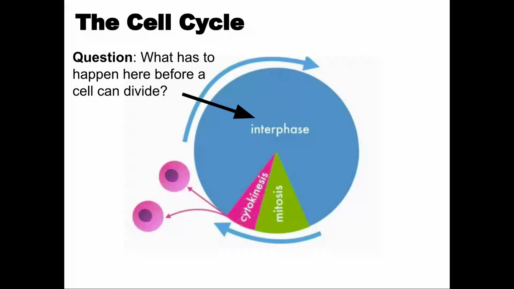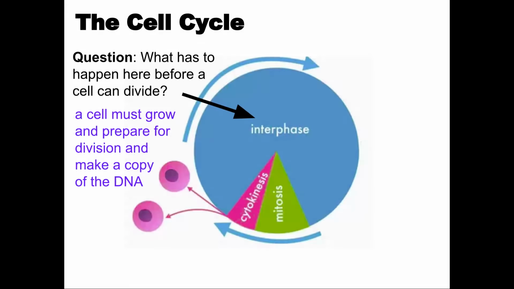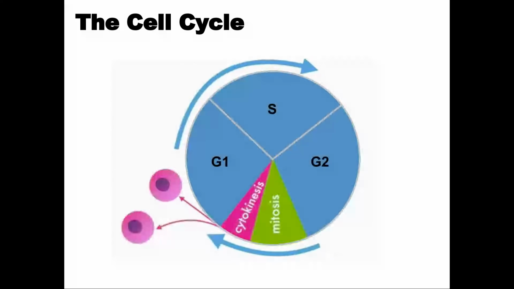And what do you think has to happen here before a cell can actually divide? Well, a cell has to grow and get ready to divide and make a copy of the DNA before it can split into two. This interphase section is actually divided into three parts: G1, S, and G2. The G is going to stand for growth. So during this portion of the cell cycle, a cell's just growing and getting ready for division. The S stands for synthesis. This is where a cell is going to make a copy of all of its DNA.